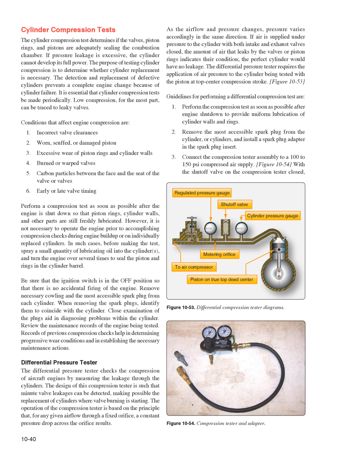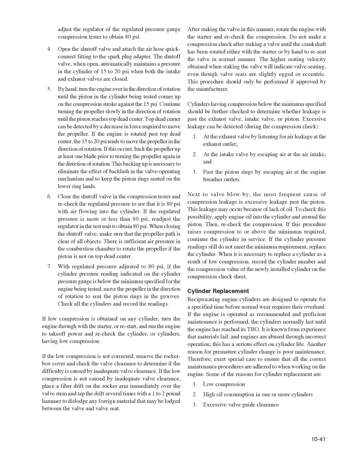spark plug insert. 3. Connect the compression tester assembly to a 100 to 150 pounds per square inch compressed air supply. Figure 10-54, with the shutoff valve on the compression tester closed. Adjust the regulator of the regulated pressure gauge on the compression tester to obtain 80 pounds per square inch. 4. Open the shutoff valve and attach the air hose quick connect fitting to the spark plug adapter.